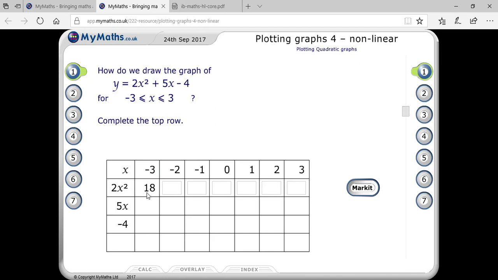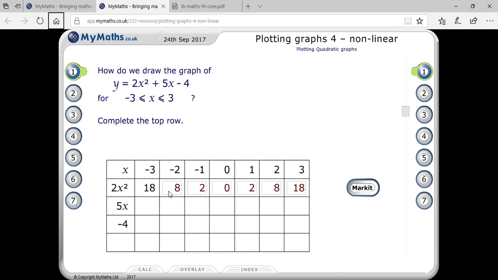So 2x squared is 18 for minus 3. When we plug in minus 2, we have to complete this table very quickly. How much will it be? 8. Next, 2, then 0, then 0, and then 2, 8, 18. Yes, that's right.